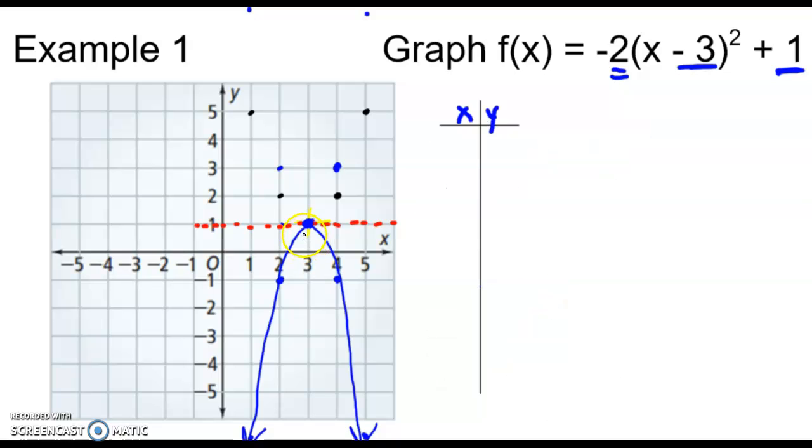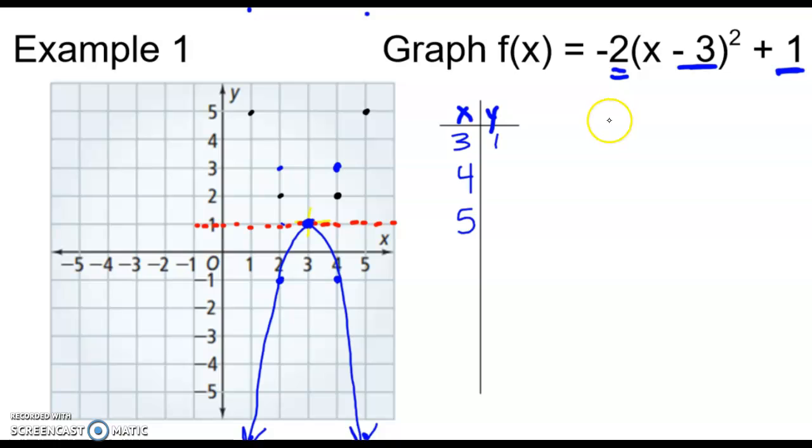Okay, since we knew the vertex was at 3, we could try something. We already know (3, 1) is the vertex, so if I plug 3 in there, I should be getting 1. We could try plugging in maybe 4 and 5 to see what those would be.